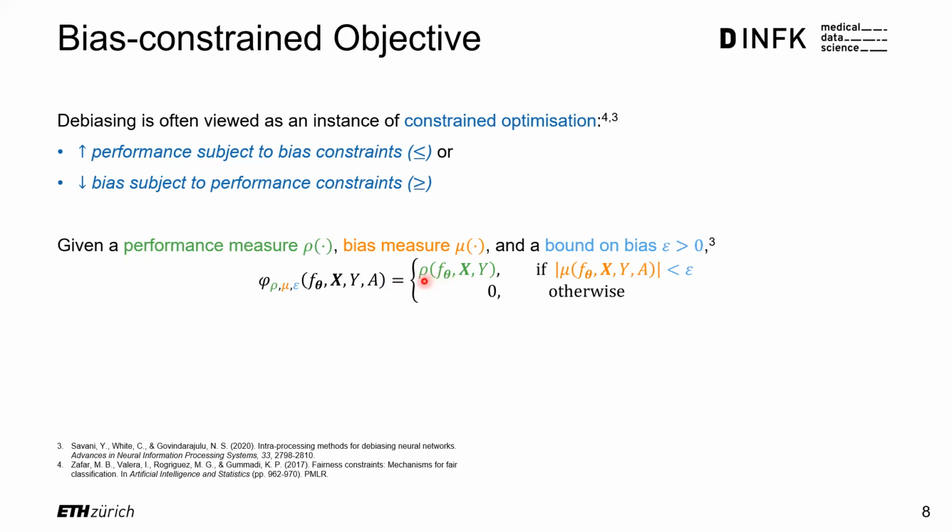Essentially, the bias constrained objective is equal to the performance if the absolute value of the bias is below epsilon, and it's equal to 0 otherwise. So as I already mentioned, we try to maximize this phi for both of the techniques that we'll introduce in the next slides. One of the methods that we explore in our paper is pruning.